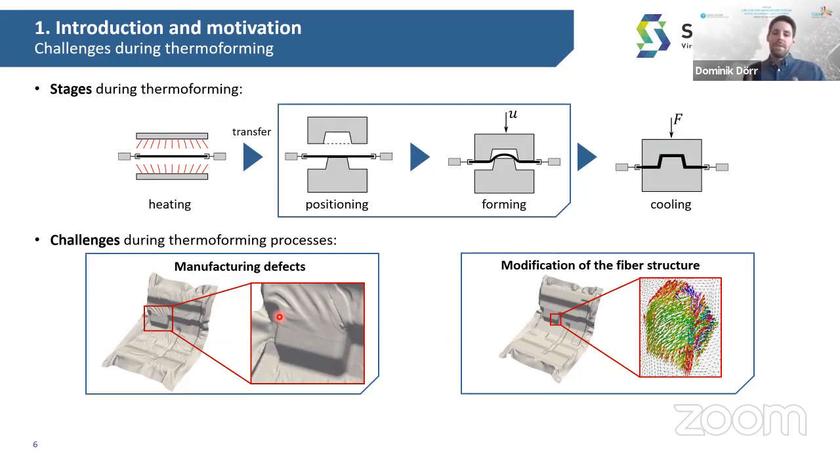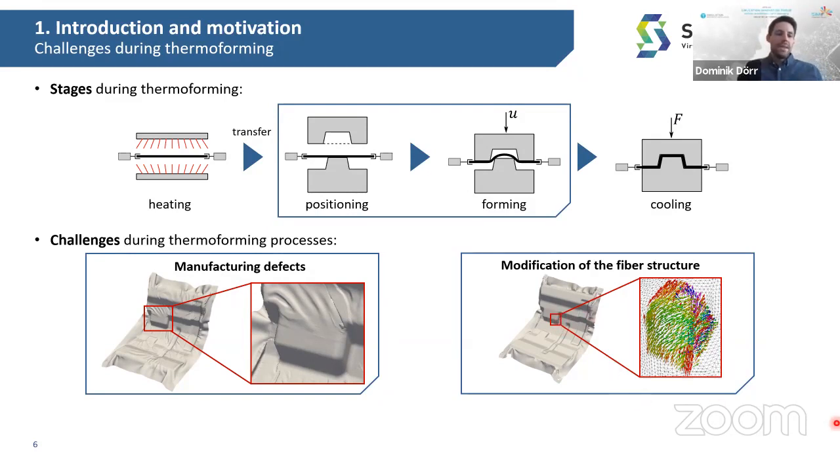So this means that on the one side, we are facing manufacturing defects, but on the other side, we also have to know that we are modifying the fiber structure due to the forming. In this case, we can see this here for the fiber orientation. This is a local CT scan, and the different colors show nicely how the fiber orientation has changed due to the forming in the area of this corner bending here.